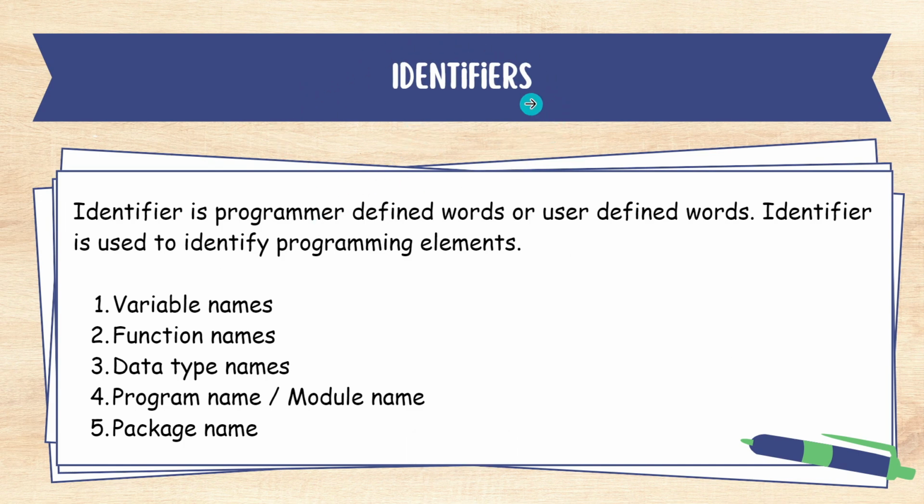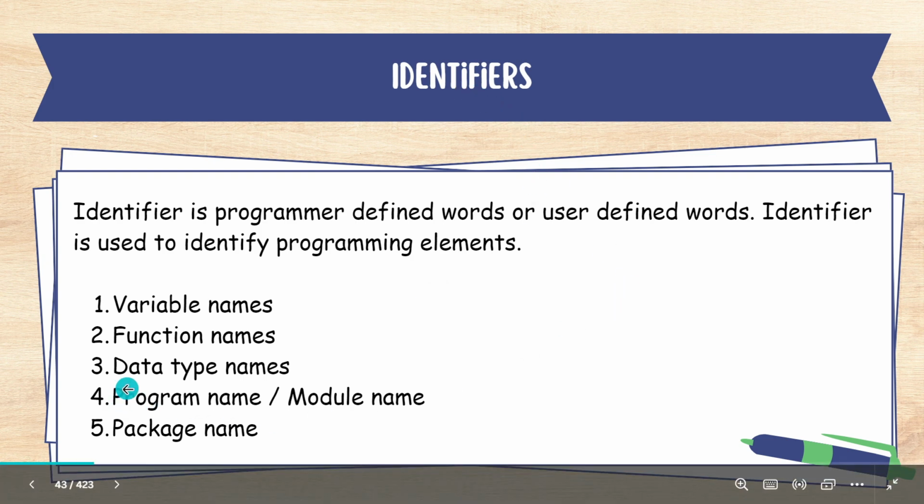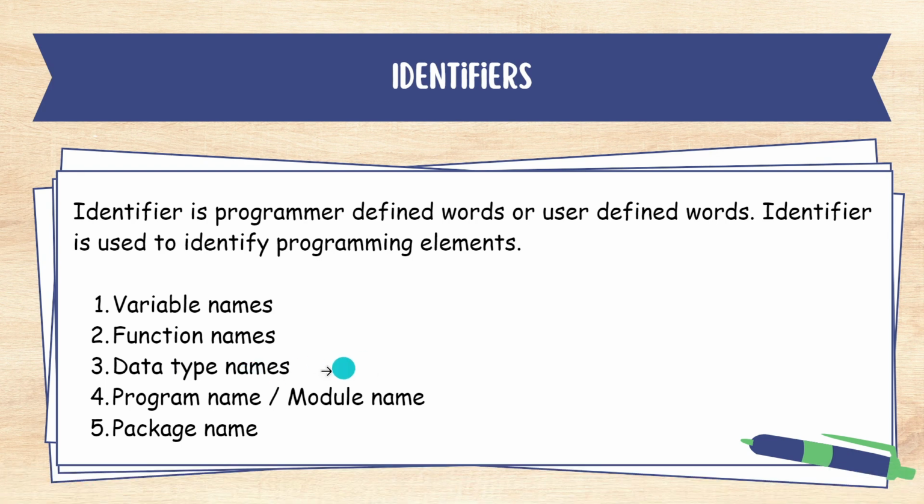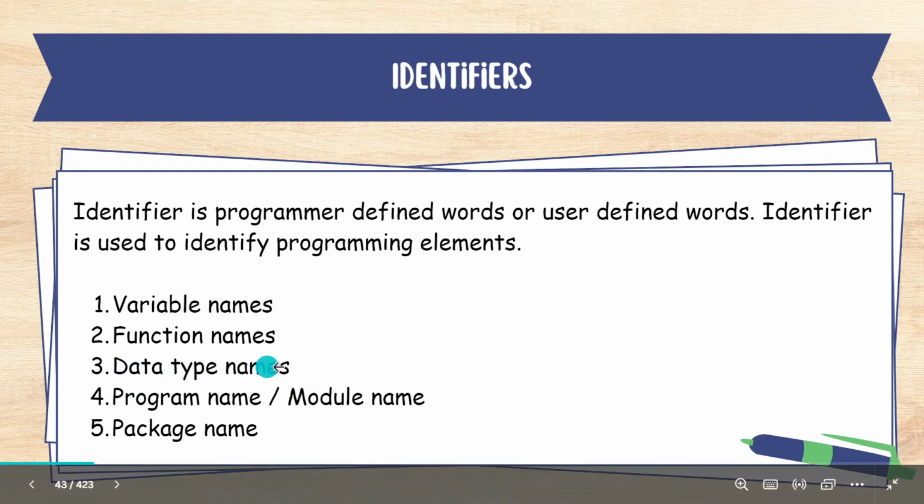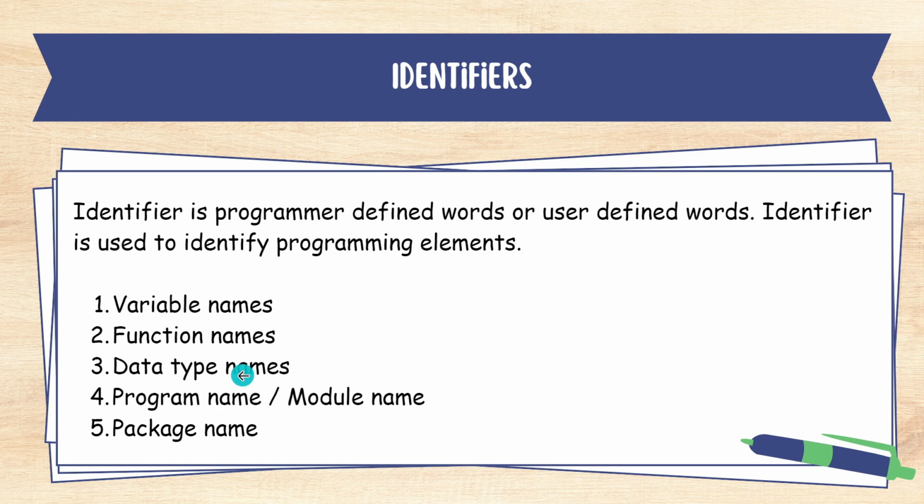Identifier means user defined words. User defined words means a variable name can be user defined, so a variable name is also an identifier. A function can have a user defined name. We can define a user defined function for our use, so that is also an identifier. And a data type name is also an identifier. What is the meaning of data type name? Data types are predefined, but we can create a user defined data type with the help of a class.